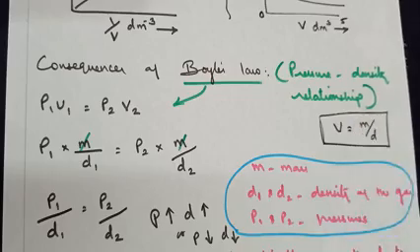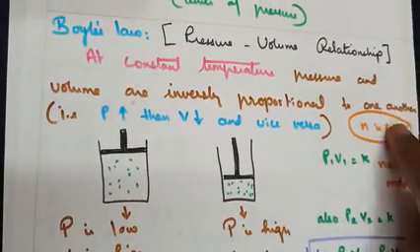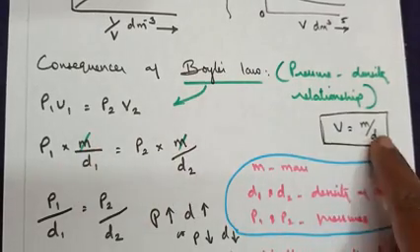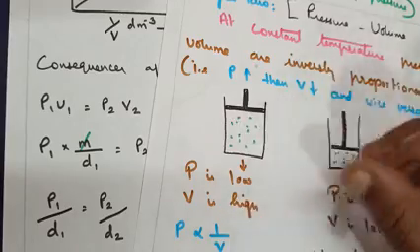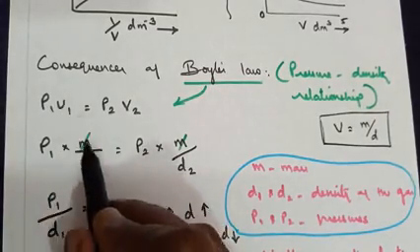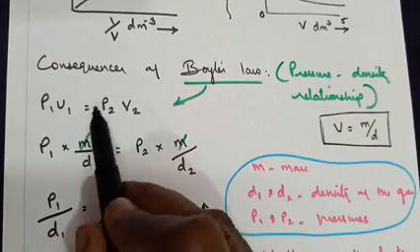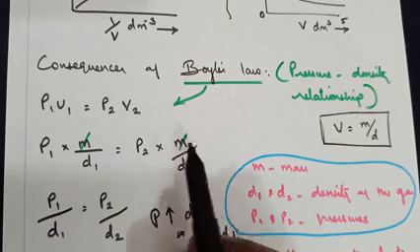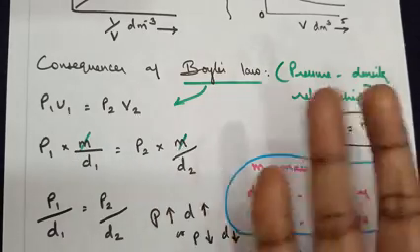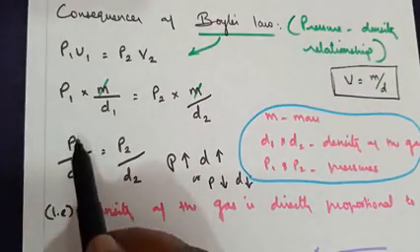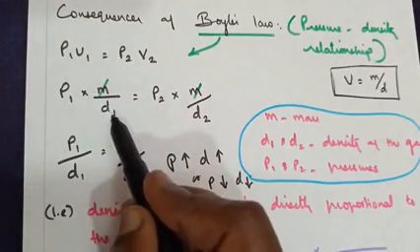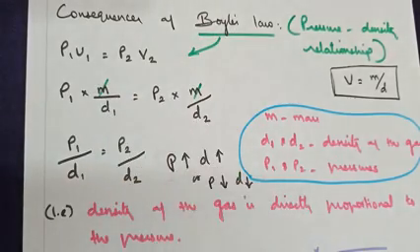Mass remains the same, I told you, the number of moles remains the same in both cases. So mass will remain as it is, density alone changes. So P1 into M by D1 is equal to P2 into M by D2. In both places the M value is the same, so they get cancelled. Now when P1 comes to the numerator, P1 D1 is equal to P2 D2.